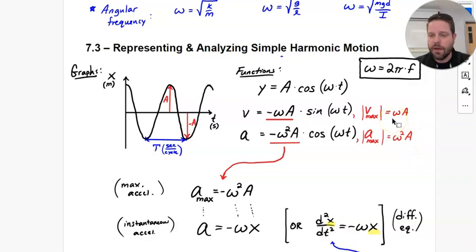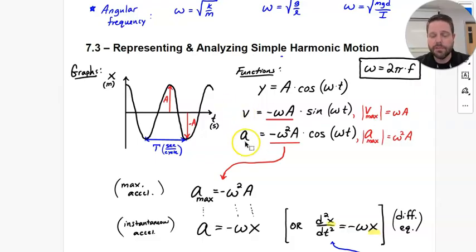This is useful if we not only just want to get the maximum speed, but let's say you wanted to determine the maximum kinetic energy. If we had omega and amplitude, we could solve for the maximum speed and then get the kinetic energy using our kinetic energy equation, 1/2 mv squared.